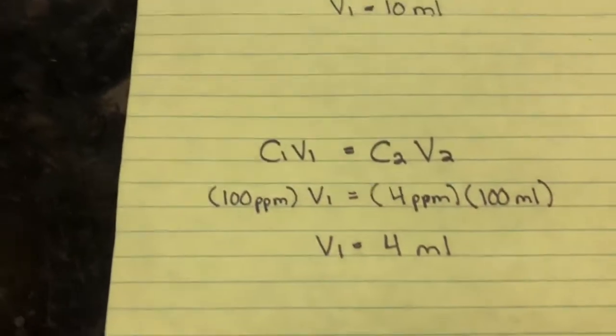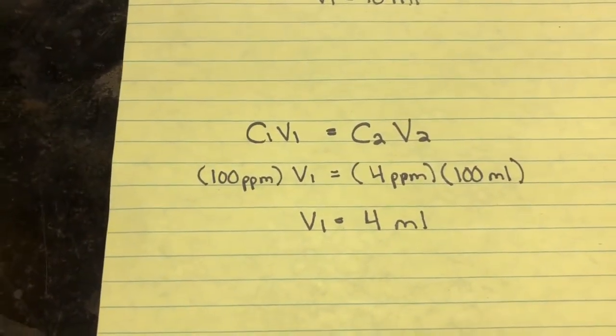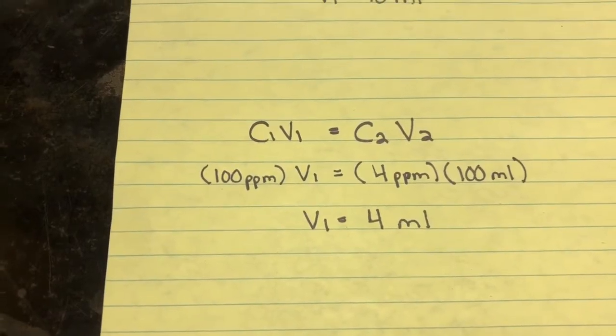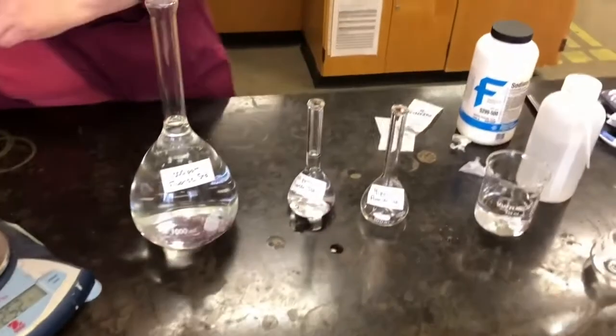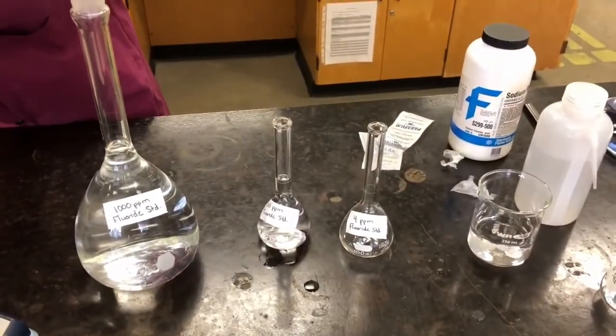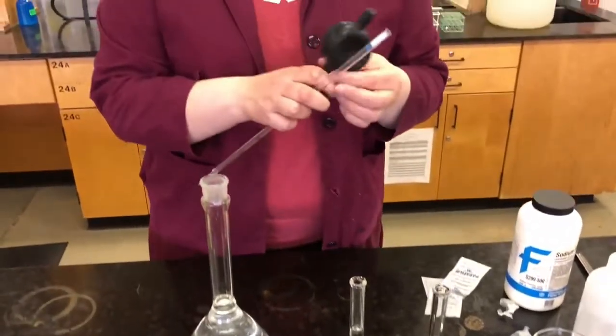So if we go back to our formula again, if we solve for V1, now we need to take 4 milliliters of C1 into our next flask. So let's do that. Now I'm going to get another pipette. In this case, I'm going to use a 5 ml because I need 4 milliliters.